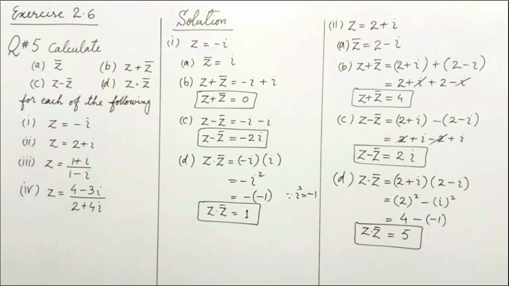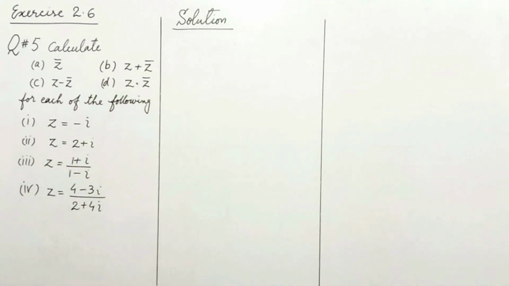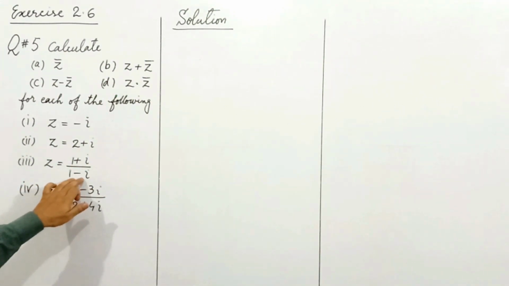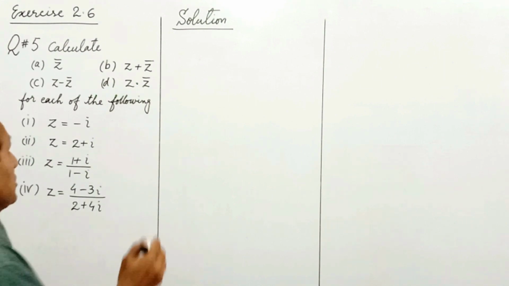Let's begin with part 3, which is z is equal to 1 plus iota over 1 minus iota. Again, we have already discussed in the previous questions how to solve such rational forms of complex numbers. It's very simple. We rationalize them first and then we can solve. So let's begin with this part 3.